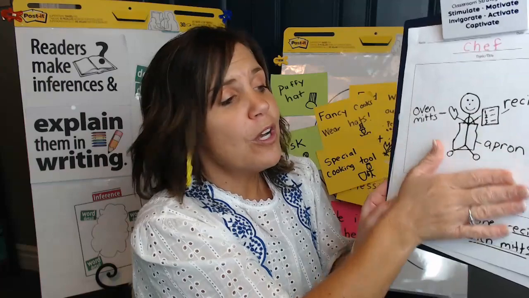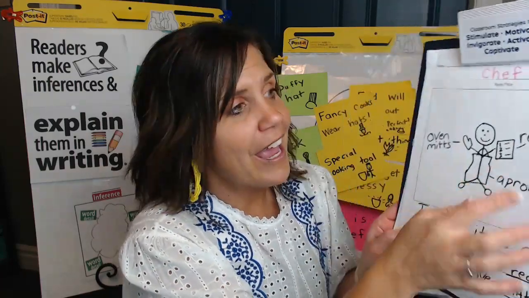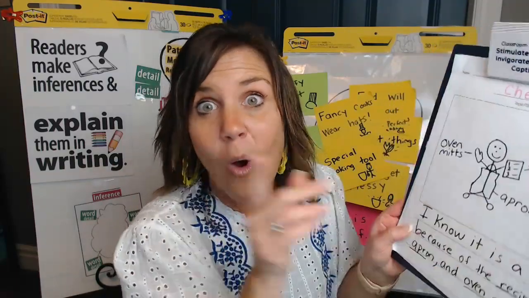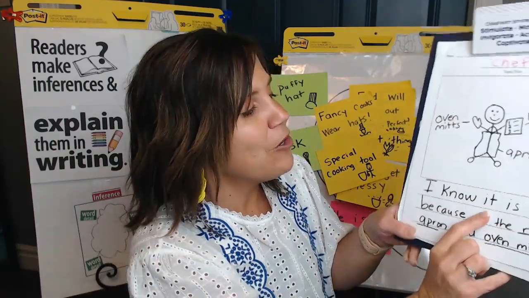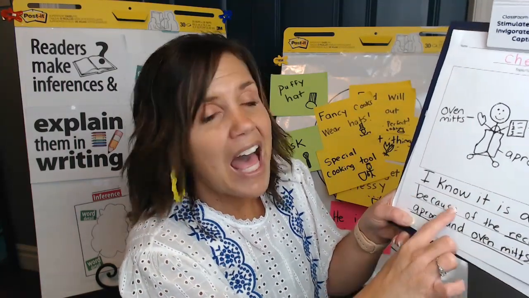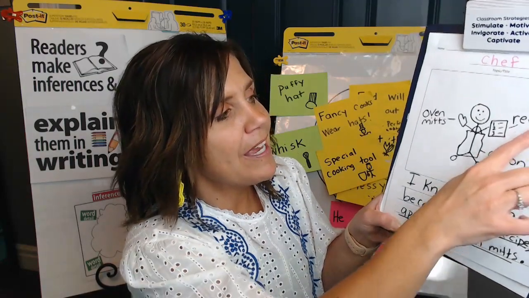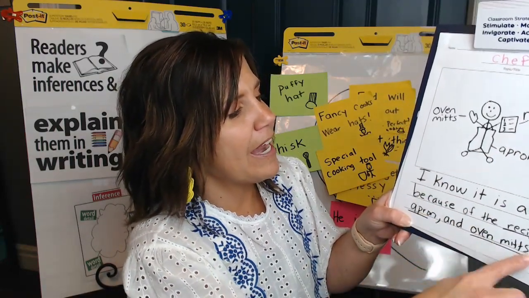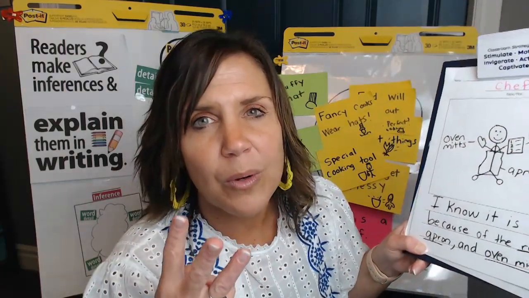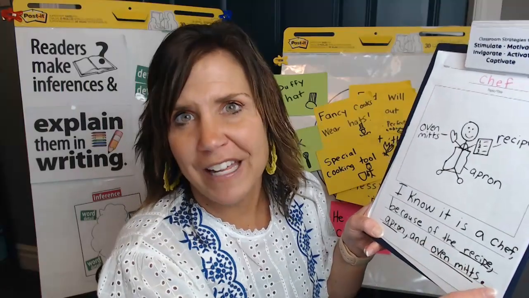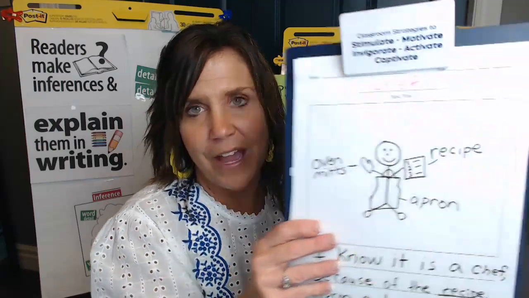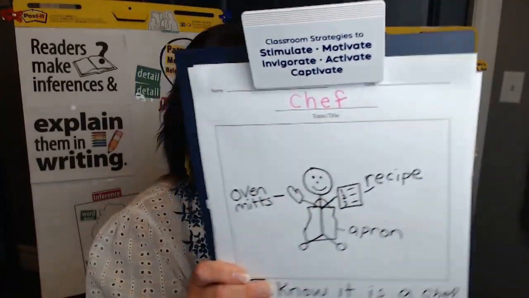Okay, so you could stop here. You could just draw the picture and label the 3 most important details, and that could be your writing. Or if you think you can write a sentence, you could write, I know it is a chef because of the recipe, apron, and oven mitts, and put those 3 most important reading voice details as your evidence. Kind of like you're proving why you think it was a chef. Okay, so that's what it could look like.